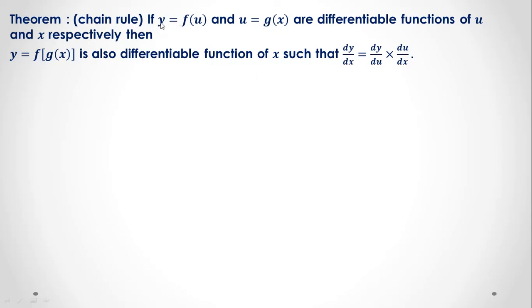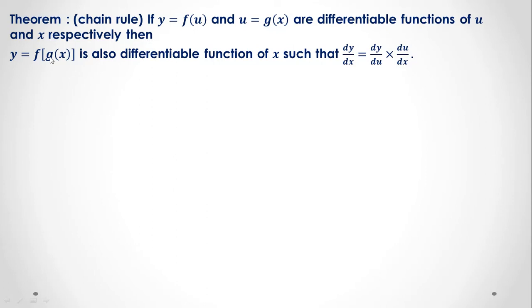So here, if y is equal to f of u and u is equal to g of x are differentiable functions of u and x respectively, what does it mean? Here y is a function of u and u is a function of x. So y is a differentiable function of u. Differentiable function means the derivative exists, so we can find the derivative of y with respect to u, because y depends on u. Similarly, u depends on x, so we get the derivative of u with respect to x.